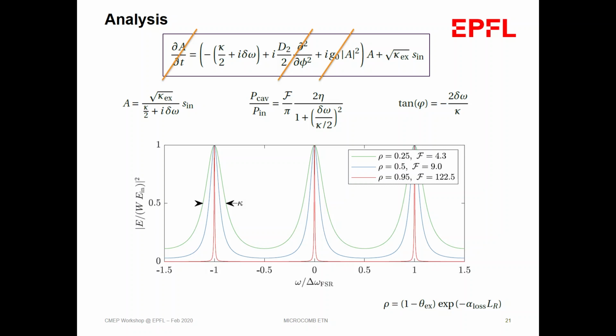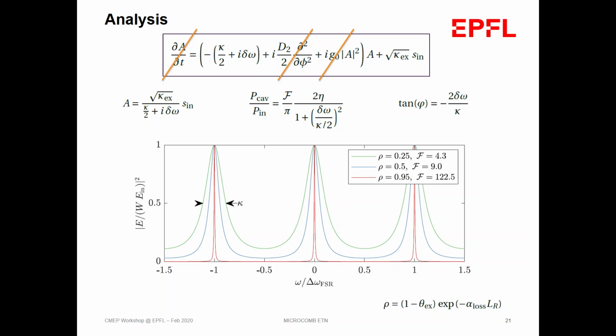Lost, of course, means exponentially. If it's 5,000, it means that your photon travels 5,000 times before it's lost. All right, let's move further, we're a bit out of time.